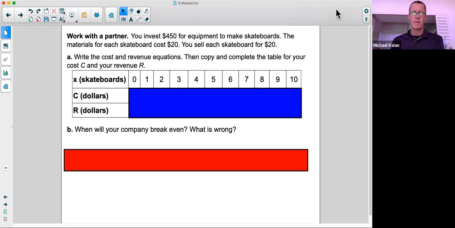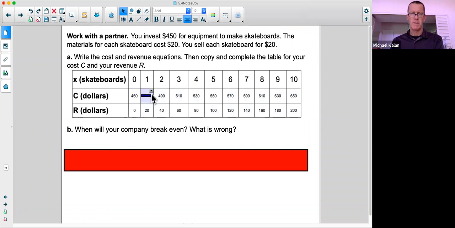All right, so you can just work with me on this one. You invest $450 for equipment to make skateboards. The materials for each skateboard cost $20. You sell each skateboard for $20. Write the cost and revenue equations, then copy and complete the table for your cost C and your revenue R. Okay, so $0, zero skateboards made, excuse me. What's your cost? $450. What's your revenue? You haven't done any, right?